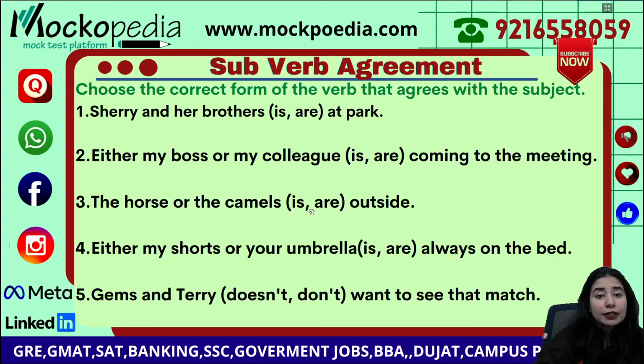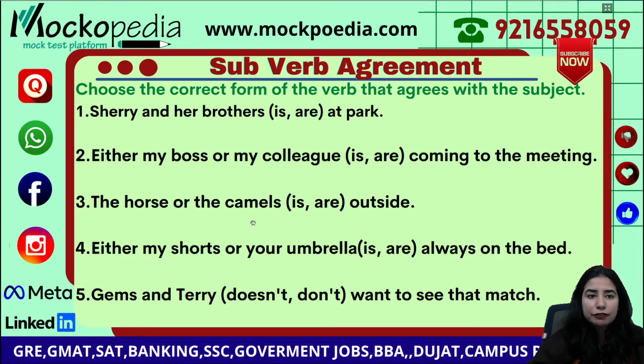The horses or the camels are or is outside. You remember I told you that if one term is singular and one term is plural and you're combining with or, nor, neither nor, either or, not only but also, in that case, the verb is going to be decided by the subject which is near to the verb. So there are two subjects here, horse which is singular, camels which is plural. Now the one near the verb is camels. Now is camels singular or plural? Camels is plural. So what is the verb that we are going to pick?